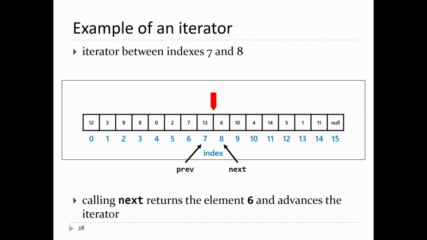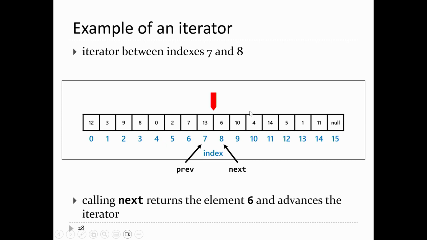That red thing on the picture is my illustration of an iterator object. Here my iterator is sitting between indexes 7 and 8. The index 7 I'm going to call previous, and the index 8 I'm going to call next. When you call the next method, you get the element that's pointed at by next. So you get the 6.